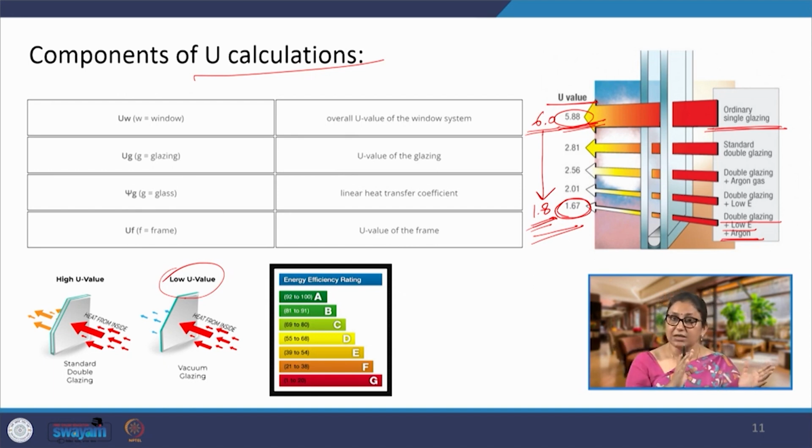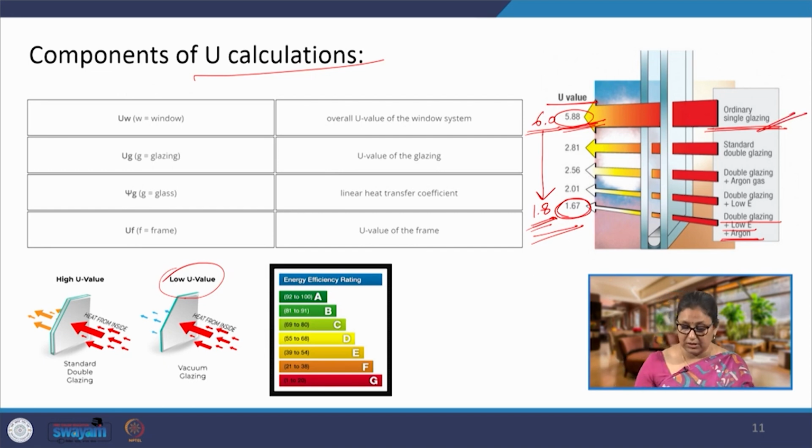from hotter side to the colder side. Now, that hotter side in warm climates could be outdoors, in extremely cold climates it could be the indoors which are warmer. So, the direction of heat exchange will change, but the amount of heat that is going to be transmitted through this material, this window material, is going to be less than this ordinary single glazing. That is what we have to understand.